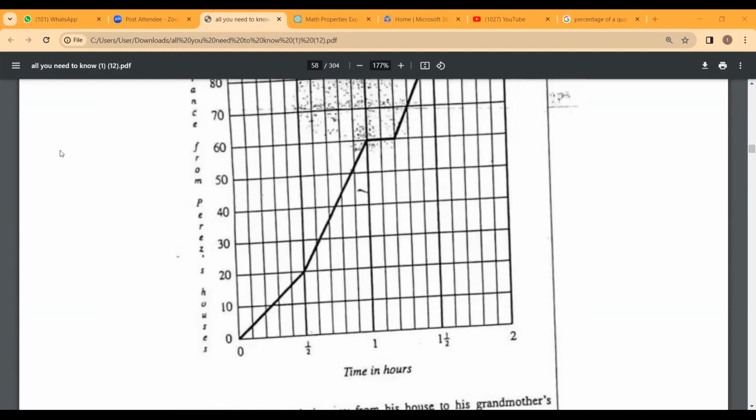30 minutes. Because this is 20, right? And then come down here. So that's a half an hour, which is 30 minutes. So the answer for that one is 30. That's pretty simple. Clear all drawings.